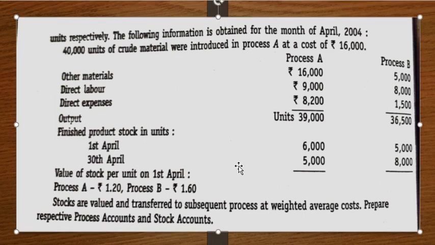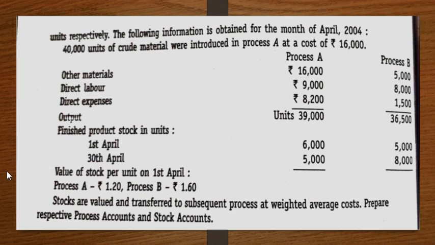Then they have given the value of stock per unit on 1st April. On 1st April for process A it is 1.20, for process B it is rupees 1.60. So they have given stock details here. They have given opening stock as well as finished stock details, and they have given the number of units. This is 6,000 and 5,000, and 5,000 and 8,000 as the number of units. For those units, the value for the opening stock is given.